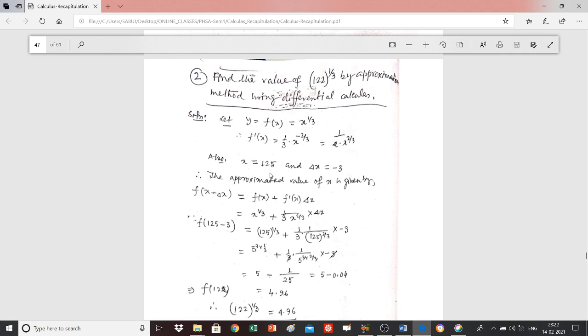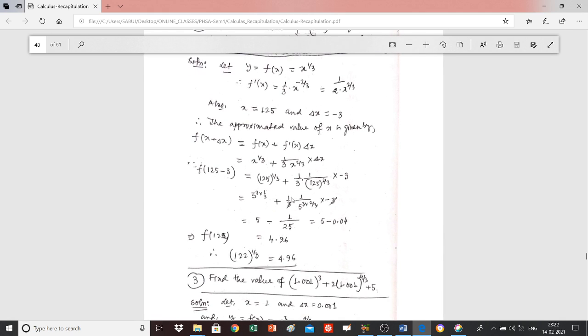Now the approximate value is given by f(x + Δx) = f(x) + f'(x)Δx. Here f(x) = x^(1/3) and f'(x) = 1 by 3x^(2/3). So x is 125 and Δx is minus 3. That gives 125^(1/3) + 1/3 times 1 by 125^(2/3) into minus 3.